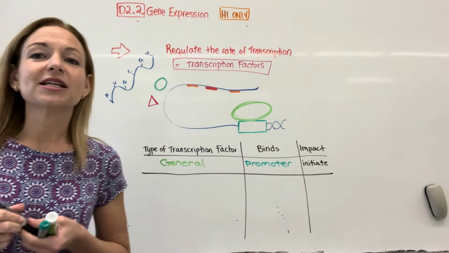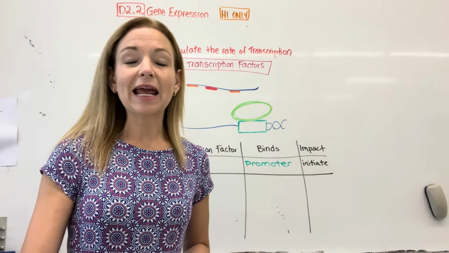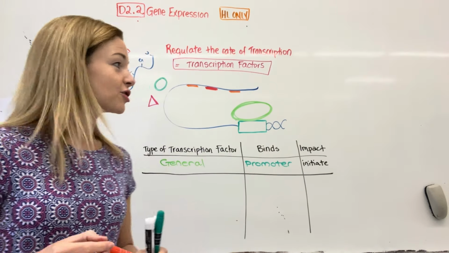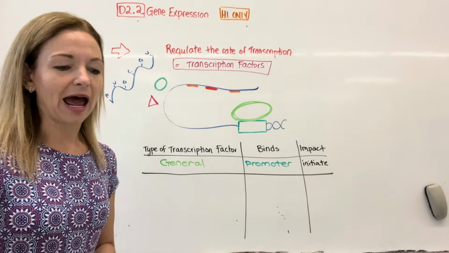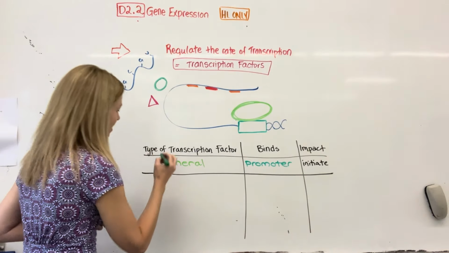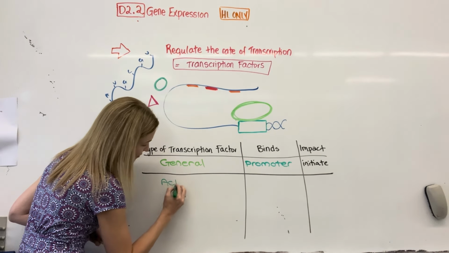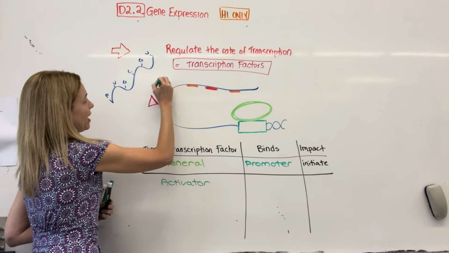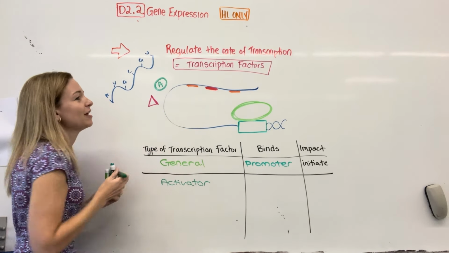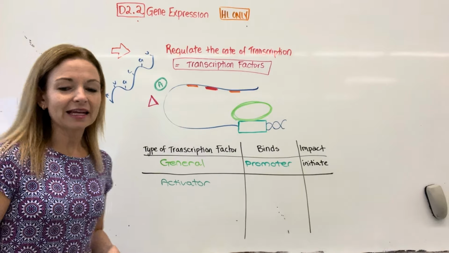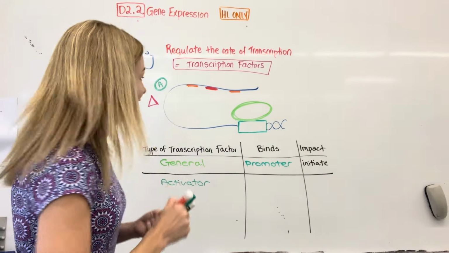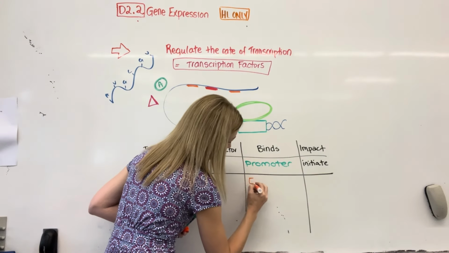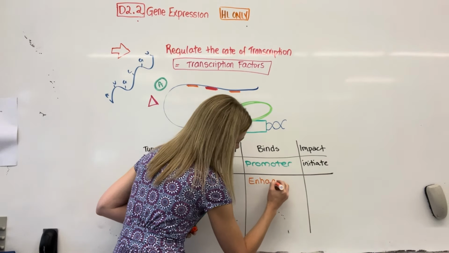The next option is that there are transcription factors that enhance or speed up transcription. Those are going to be called activators. That's that little green thing there. That is an activator, if you want to put A in that. So that is my activator. It is going to bind at the enhancer sites, which are my orange.